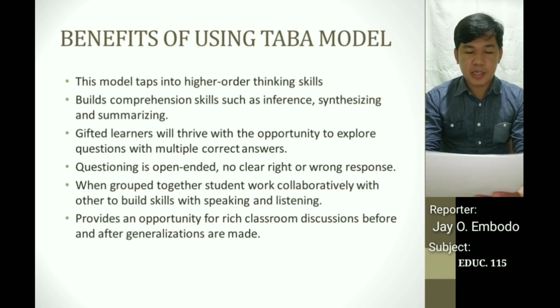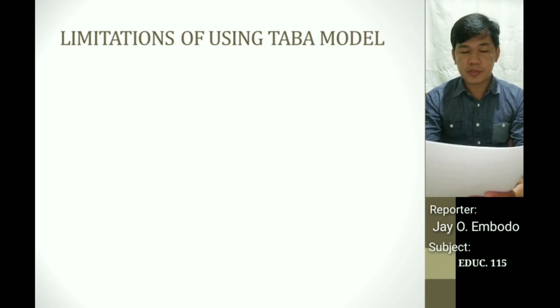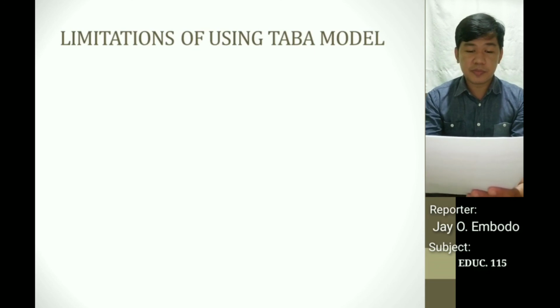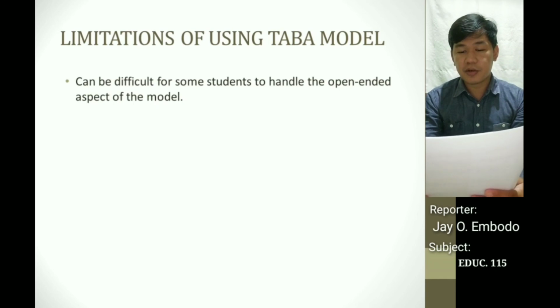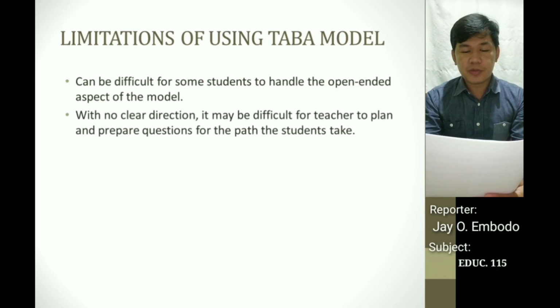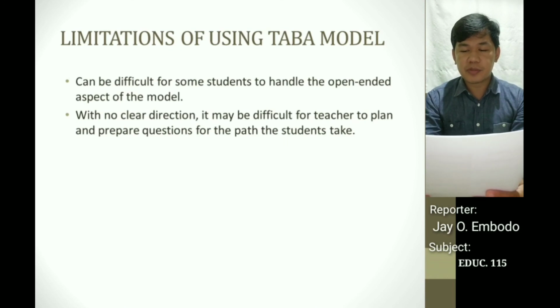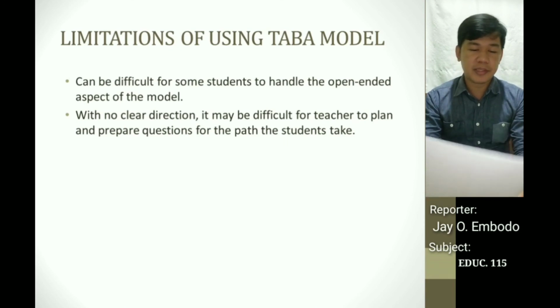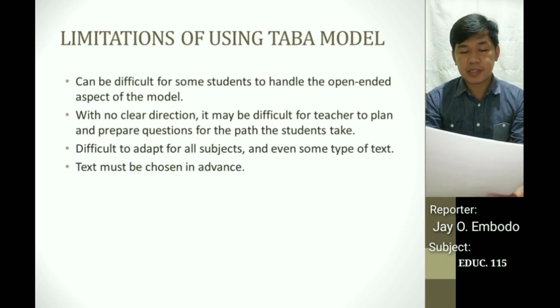Then the limitations of using the Taba model. First, it can be difficult for some students to handle the open-minded aspect of the model. Second, with no clear direction, it may be difficult for teachers to plan and prepare questions for the path the students take. The third one, it is difficult to adapt for all subjects and even some types of text. Then the last, the text must be chosen in advance.